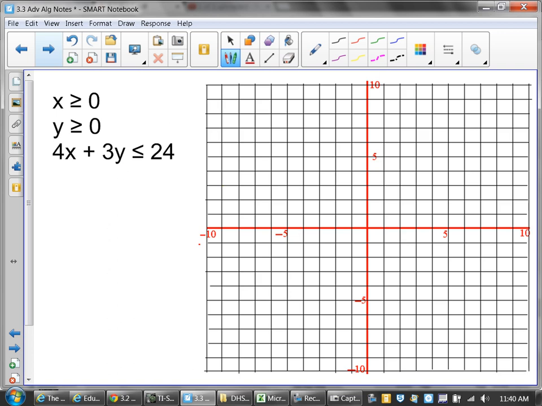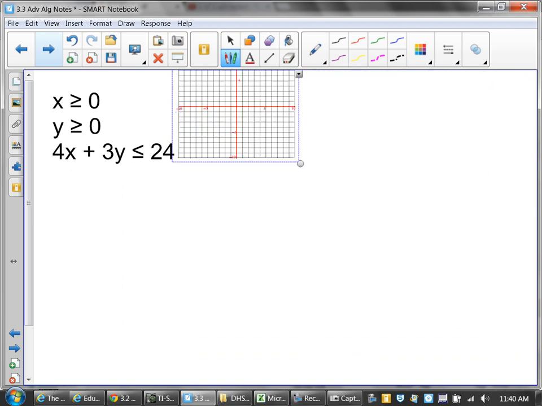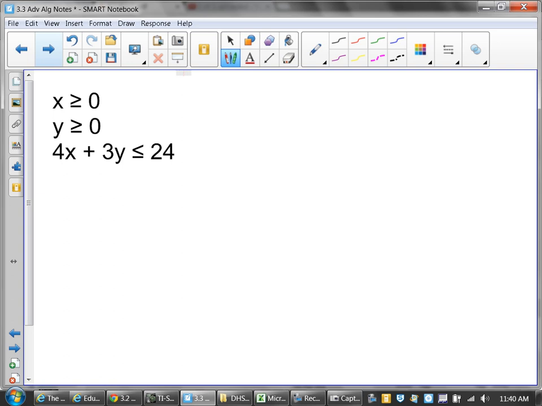All right. Uh-oh, now what happens? Try this without a graph. We're going to use magic here. X is greater than 0, Y is greater than 0. Where does that occur? On the axis.